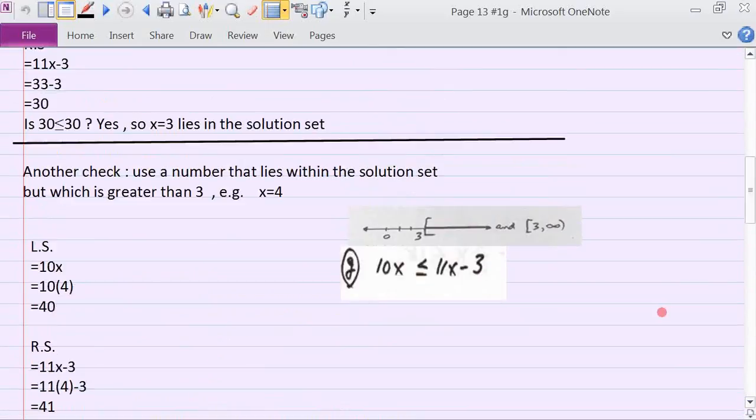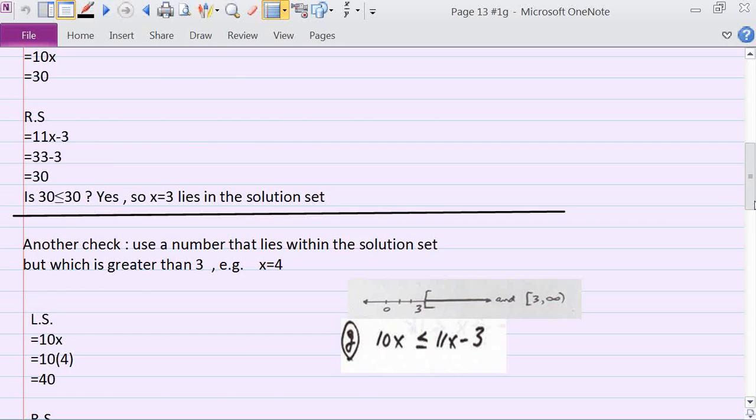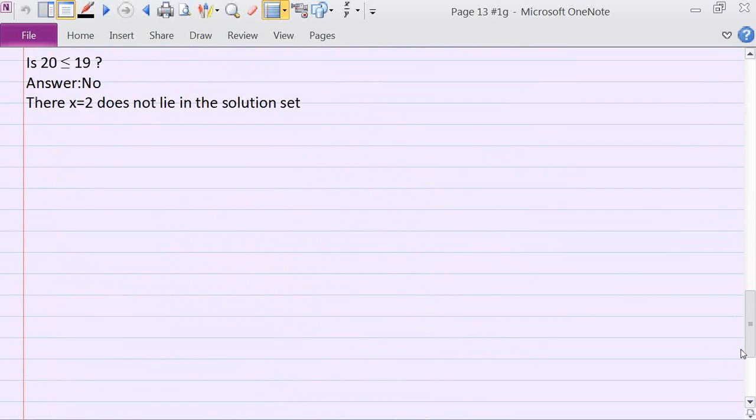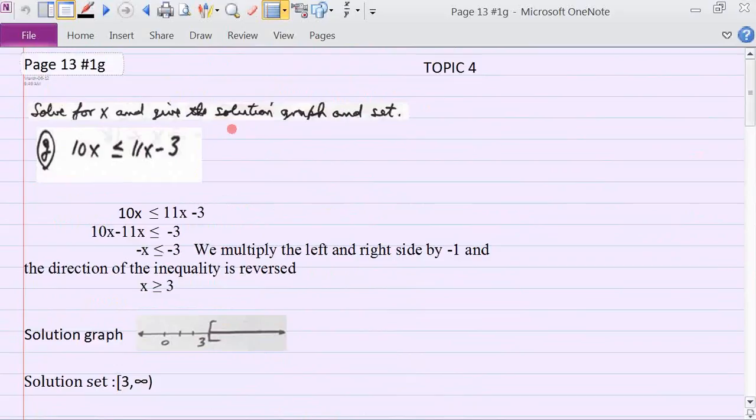So what we've done on this page is to find that the solution set was x greater than or equal to 3. So we tried the number 3, we tried the number 4, and the inequality held true. We chose a number outside of the solution set at 2, and this inequality is no longer true. So this is a way of verifying our answer. As I said, it's not necessarily foolproof, but it does work.